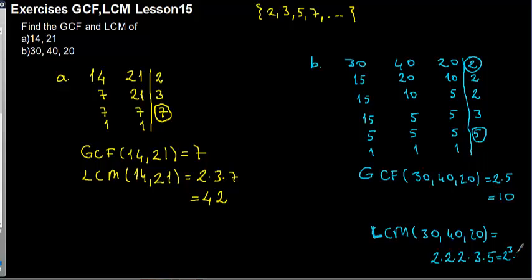Which is equal to 2 to the power of 3 times 3 times 5. We know this one: it is 8 times 5, which is equal to 40, and 40 times 3 is equal to 120. So the answer is 120. Least common multiple of 30, 40, and 20 is 120.